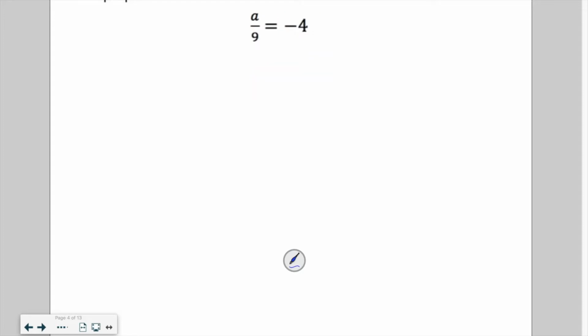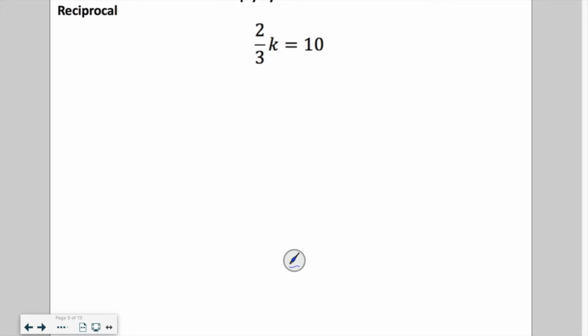Next one. a over 9 equals negative 4. Now this one's a little tricky. So we're going to draw our line. Right now a is being divided by 9. So the opposite of division is multiplying. If you multiply by 9 on one side, you have to multiply by 9 on the other. And then these cancel, leaving just 1 on the bottom and 1 over here. So a over 1 is just a. And then negative 4 times 9 will give you negative 36. And that would be your answer for this one.